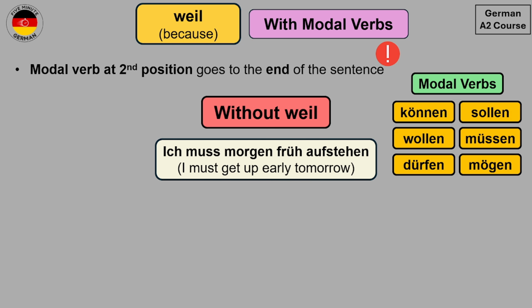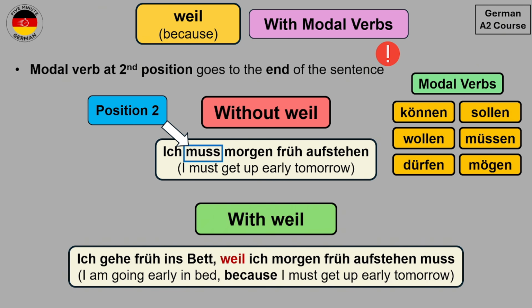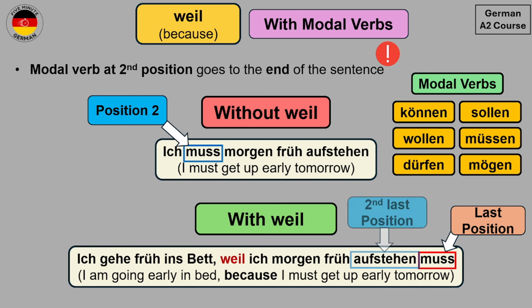Now in this sentence, we have the modal verb at position number 2. So when we write this sentence with weil, then it will be "Ich gehe früh ins Bett, weil ich morgen früh aufstehen muss." I am going to bed early because I must get up early tomorrow. And you see in this sentence, the modal verb, which was muss, has gone to the last position. And the verb in infinitive form comes at the second last position. So this is how you can use modal verbs with weil.